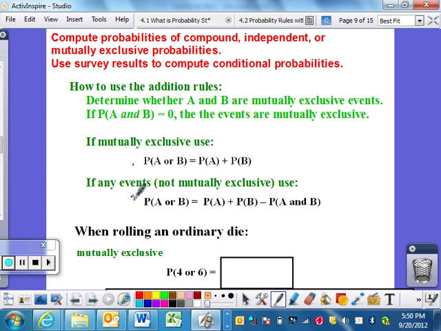Now, rolling a die. Here's an example. What's the probability of a 4 or a 6? What's your probability of getting either a 4 or a 6? Are they mutually exclusive? Yes, they are. You can't get one and get the other. That's what I ask myself: can I get a 4 and a 6 rolling a die at the same time? No chance. Since they are mutually exclusive, you can just add the two probabilities separately. Rolling a 4 is 1 out of 6. Rolling a 6 is 1 out of 6. Add them together and you get 2 out of 6, or 1/3.